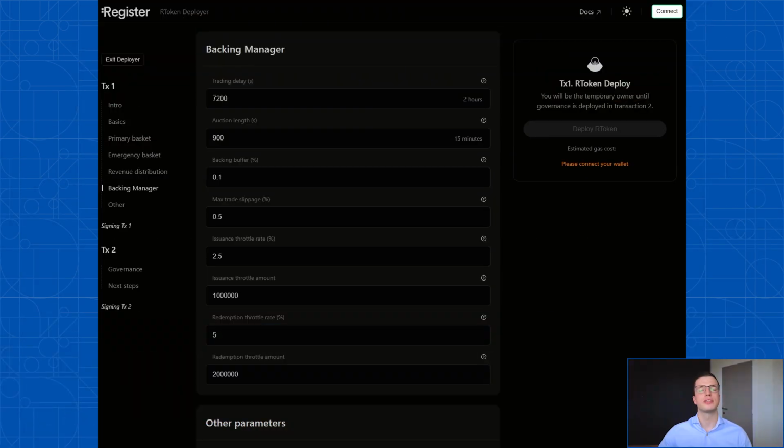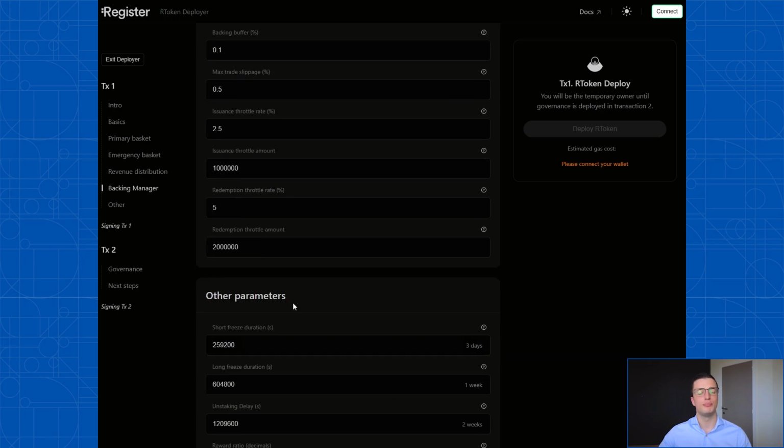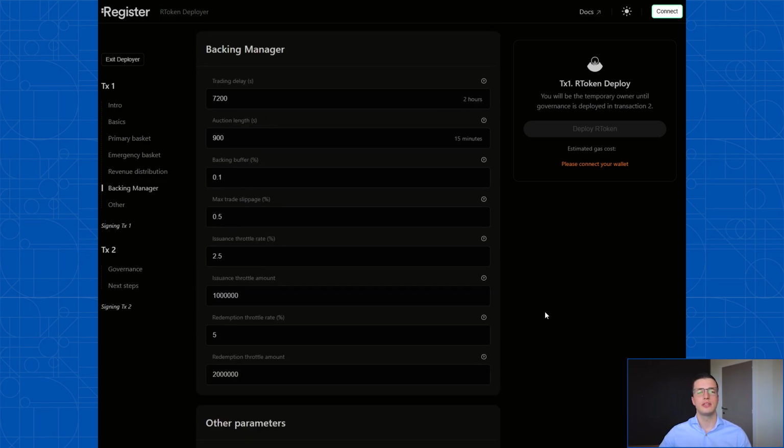Let's talk about some advanced RToken parameters. After having dealt with the revenue distribution in the last video, we're now gonna come across the backing manager and the other parameters sections. These sections are a whole bunch of parameters that you can use to tweak your RToken just right. You'll notice that they have default values.